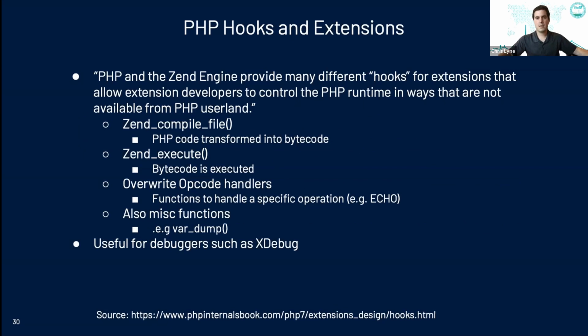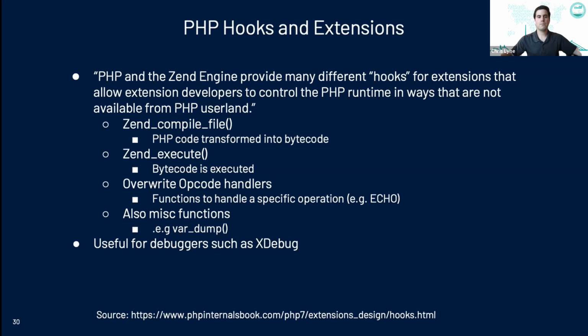So PHP and the Zend engine also provide different hooks for extensions. And these hooks allow extension developers to control the PHP runtime in ways that are not available from PHP userland. So some hooks that we'll talk about coming up here are zend_compile_file. So think about when PHP source code is transformed into bytecode. That bytecode is then executed. So we could hook zend_execute.